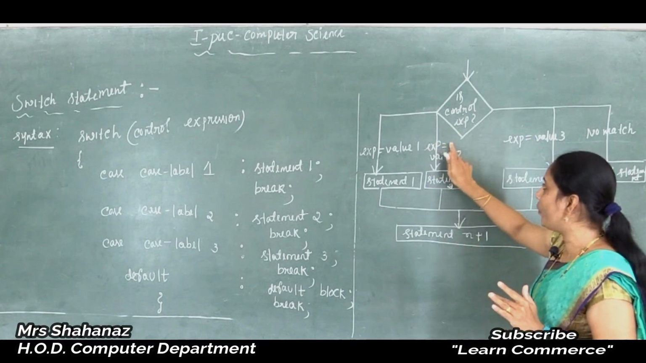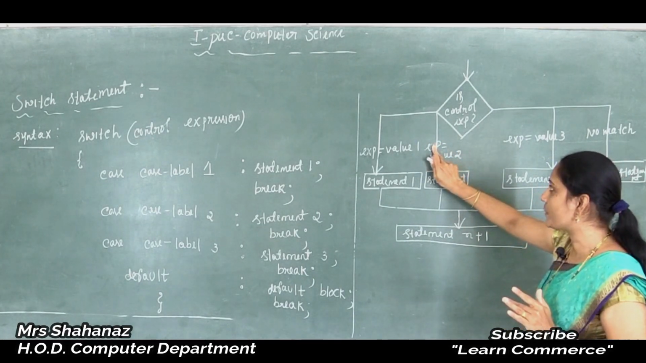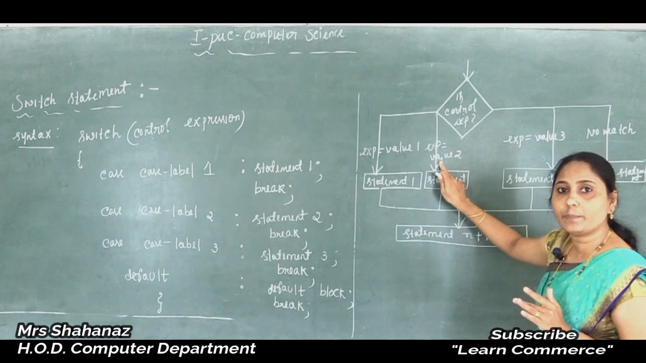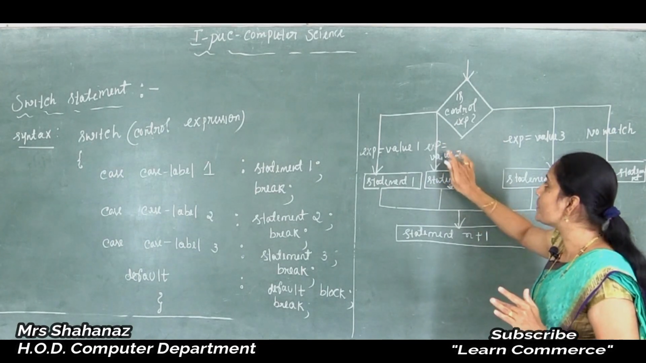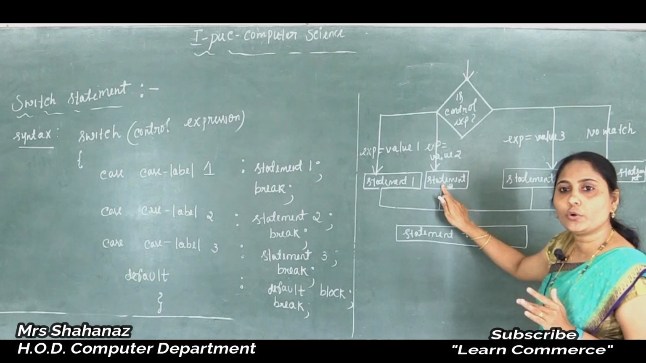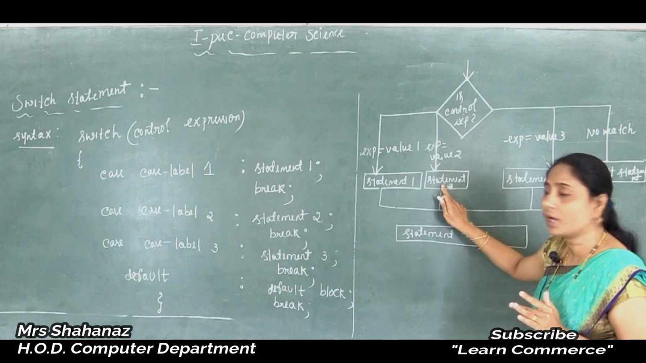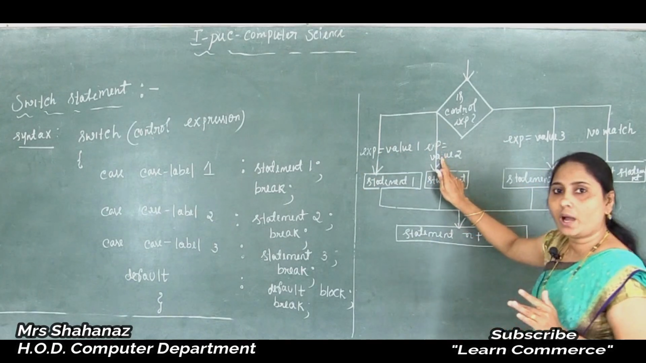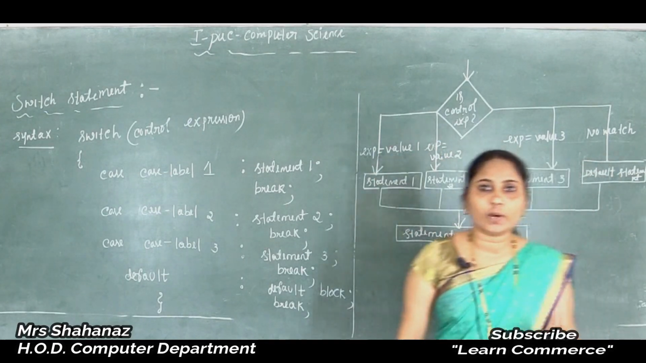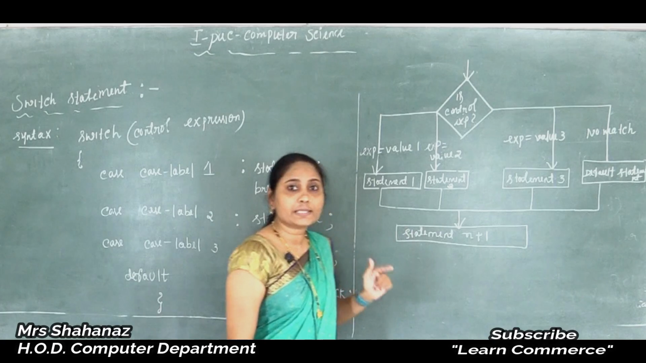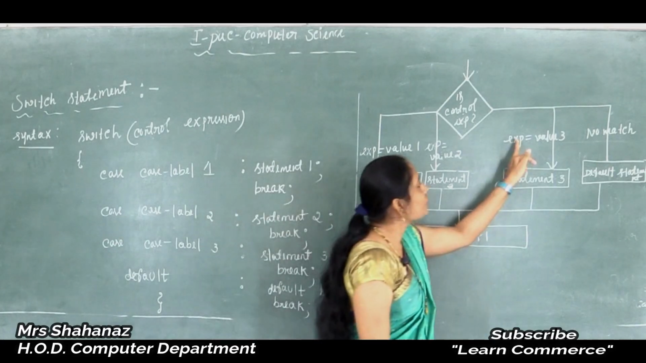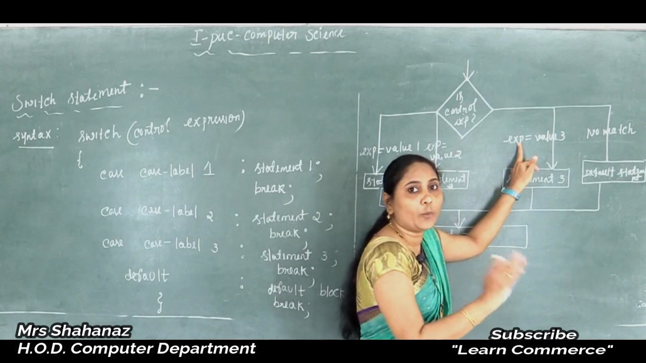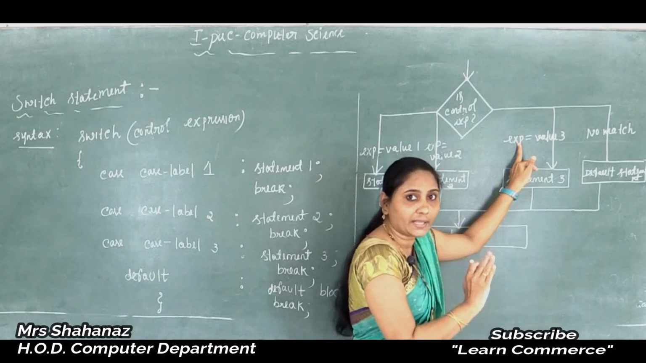So we are going to compare the control expression value with the case label value 2 here. If it is matching, then statement 2 is going to execute. Clear this point here? If the first one does not match and the second one also does not match, then we are going to select the next case label value. Correct? We are only checking whether both are equal, whether they match or not.